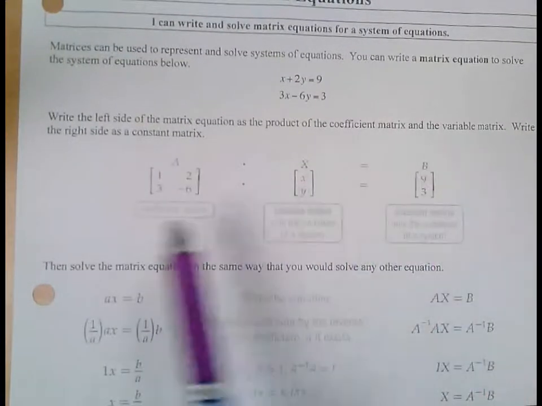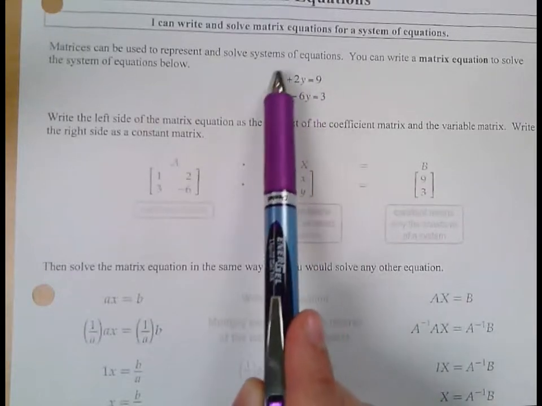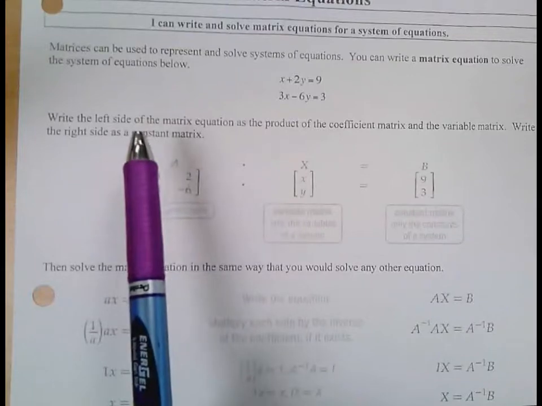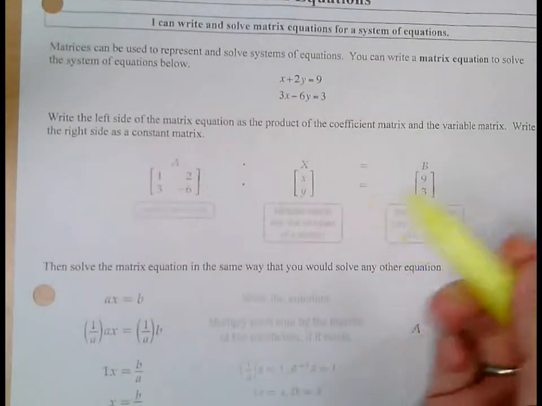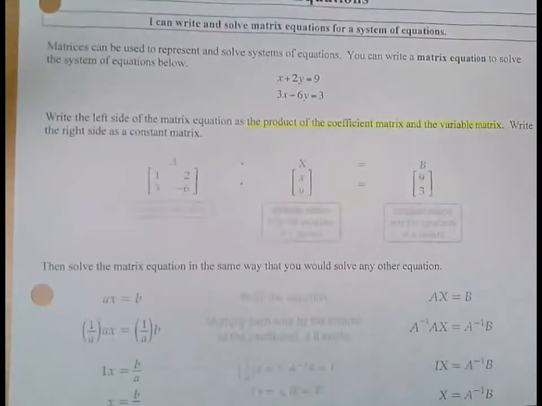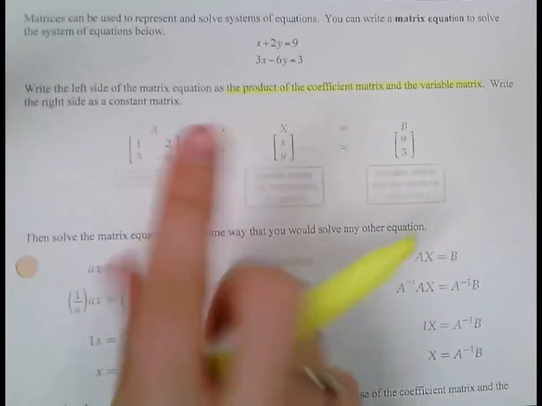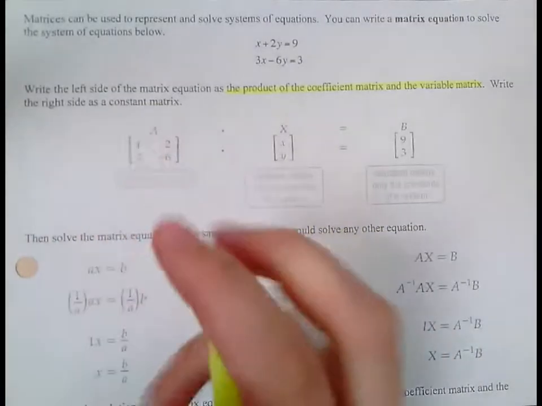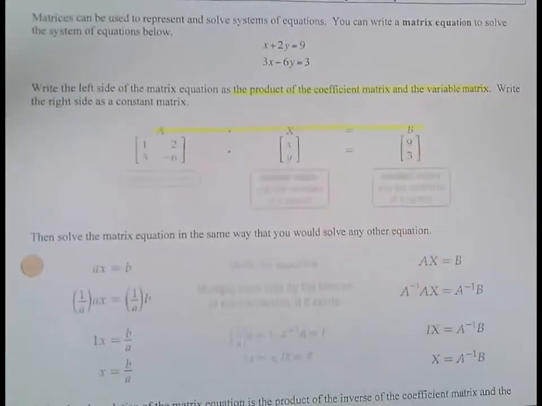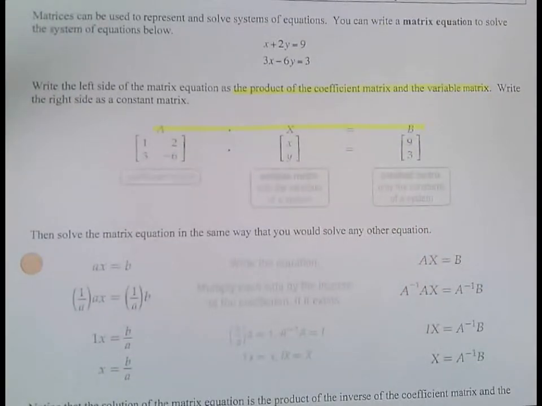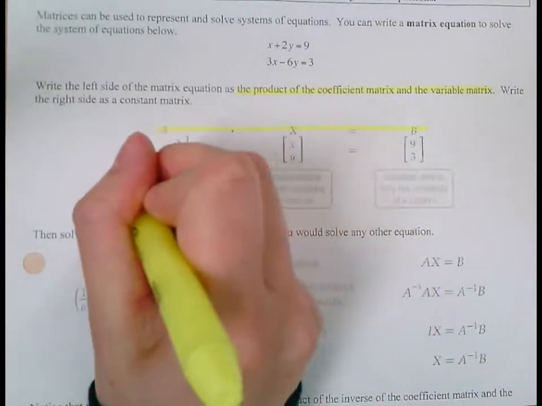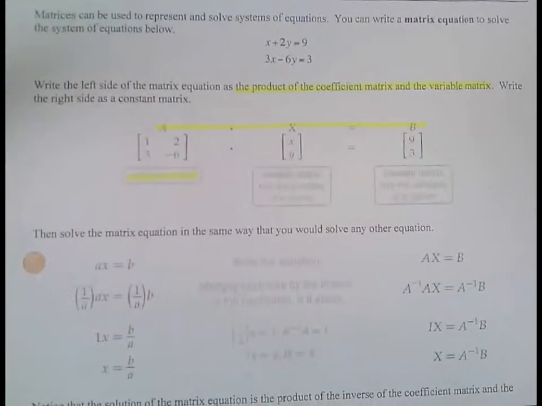Everything in both equations that would be on the left side of the equal signs, you can write as the left side of the matrix equation, the product of the coefficient matrix and the variable matrix. So ultimately, where it says above, it says AX is equal to B. That is the general form of a matrix equation. Matrix A is the coefficient matrix in that matrix equation.